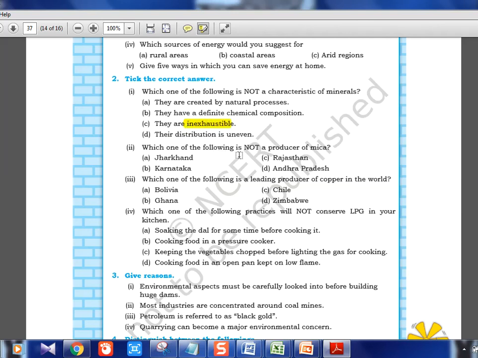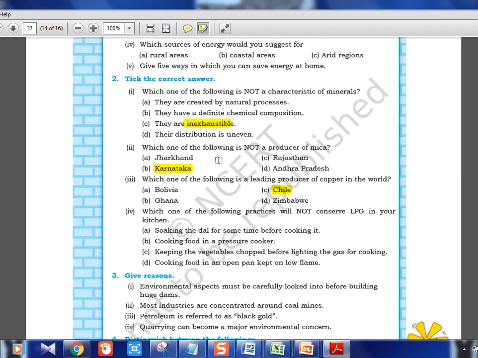Which one of the following is not a producer of mica? Mica, I think Jharkhand will be obviously there for everything. Rajasthan, Andhra Pradesh also was there. Bihar will be there, but Karnataka we don't have mica. Okay, so that is the answer. Which one of the following is a leading producer of copper in the world? Copper, it was in South America. I think it is Chile. Okay.